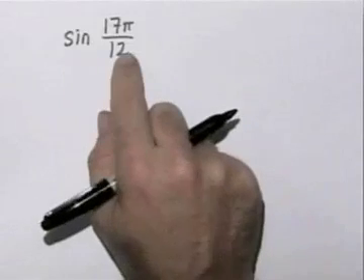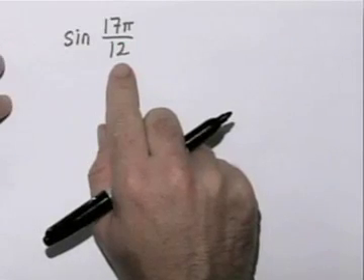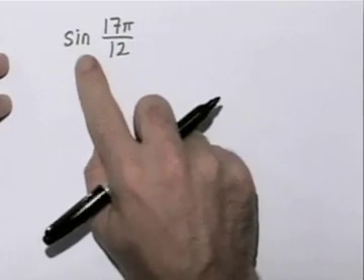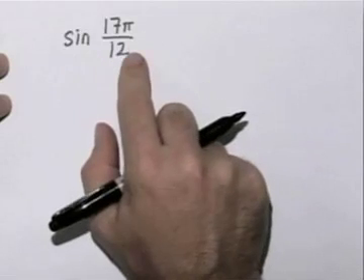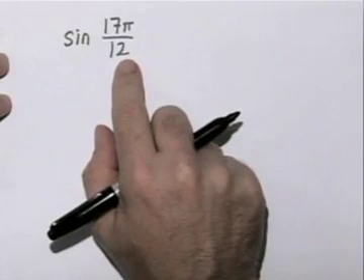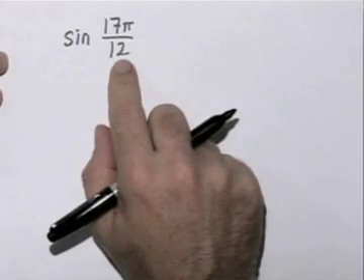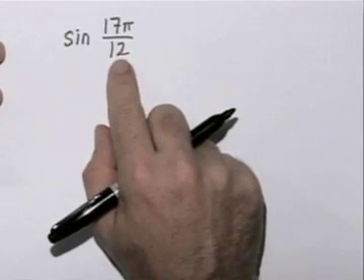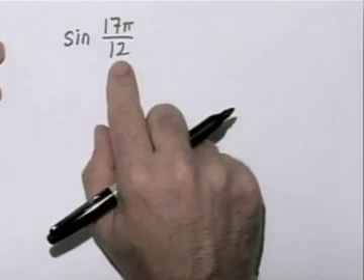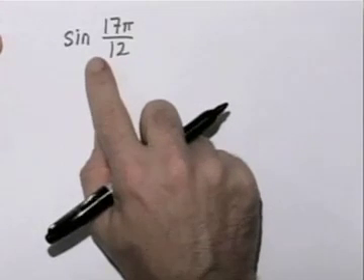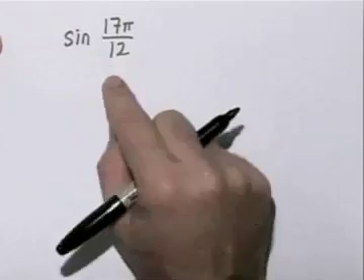Consider the sine of 17 pi over 12. We don't know the exact value of the sine of 17 pi over 12, so our goal is to figure out any angles whose sum or difference equals 17 pi over 12, and those angles have to be angles whose exact values of the trigonometric functions we know.